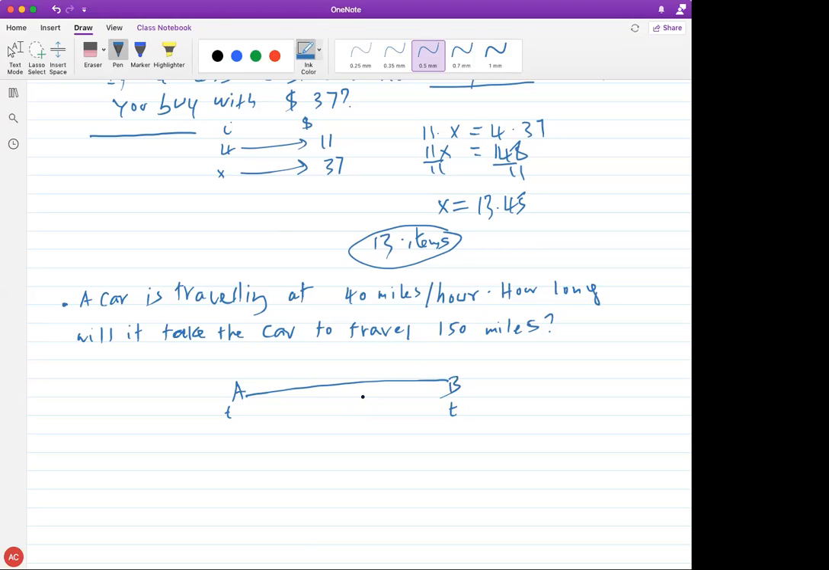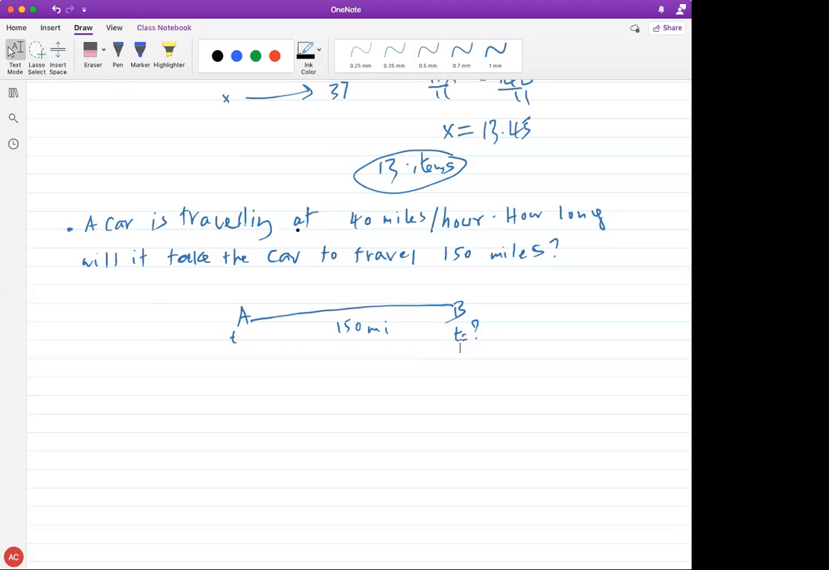So you can do a lot of math here. If you know the distance from A to B, which is given, it's 150, and you know your speed, for example, a steady speed of 40 miles per hour, you want to figure out what time you get there or how long it's going to take. So this is basically another problem we can solve with ratios.